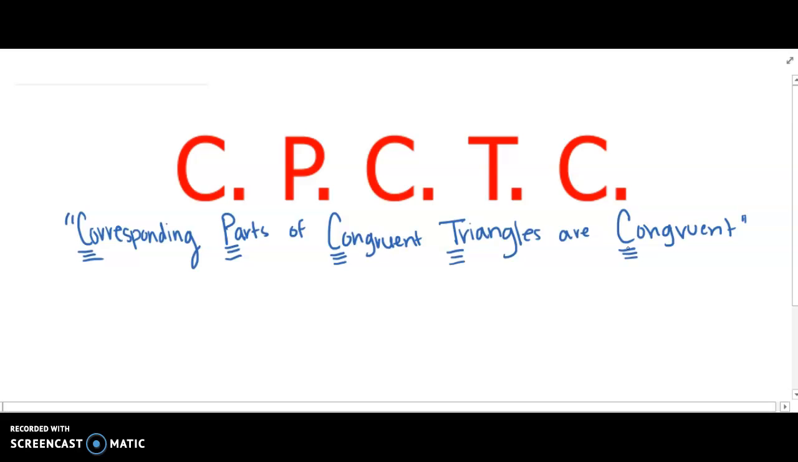So give yourself a minute and say this over and over so it ingrains it in your brain because you do need to know it. All right, so corresponding parts of congruent triangles are congruent. So what does that mean?